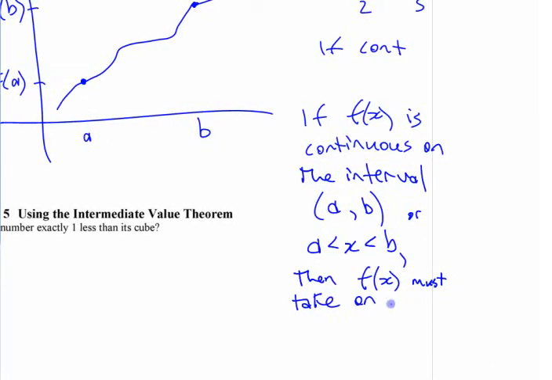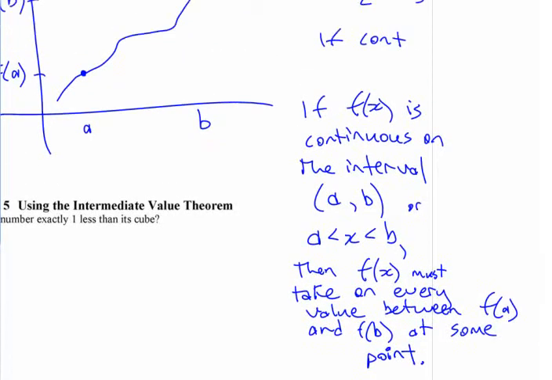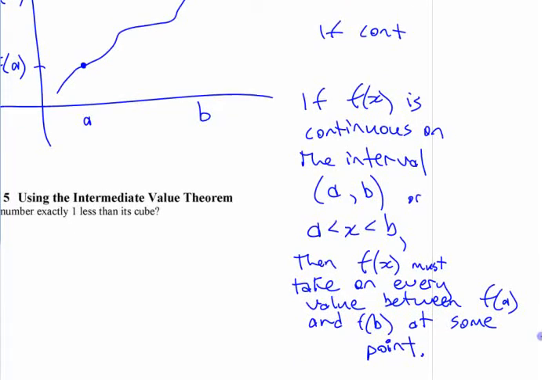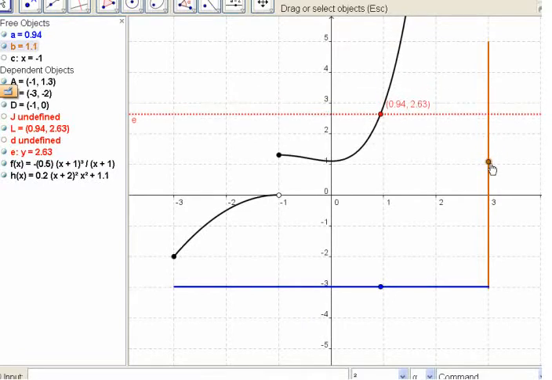Must take on every value between f of a and f of b at some point, right? Okay, that's all that's saying. I can't remember why I made this the way I did, but I guess because this is down here, yeah.